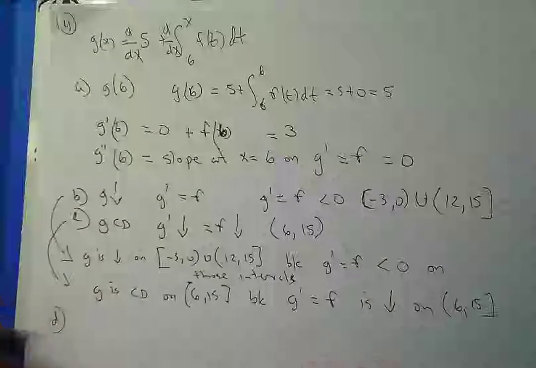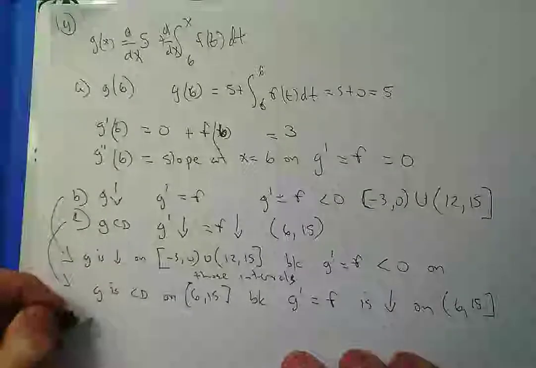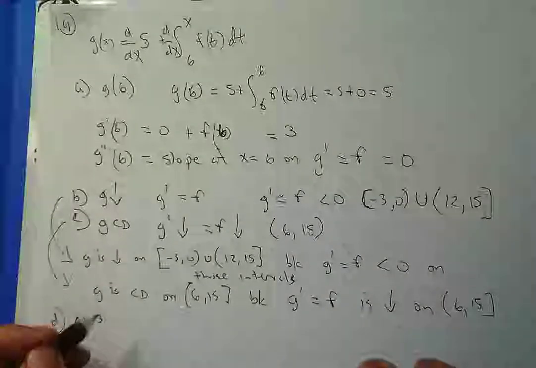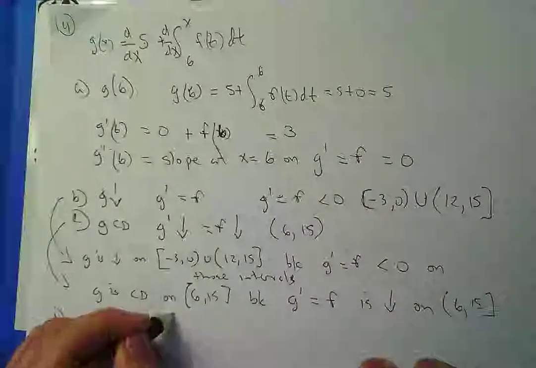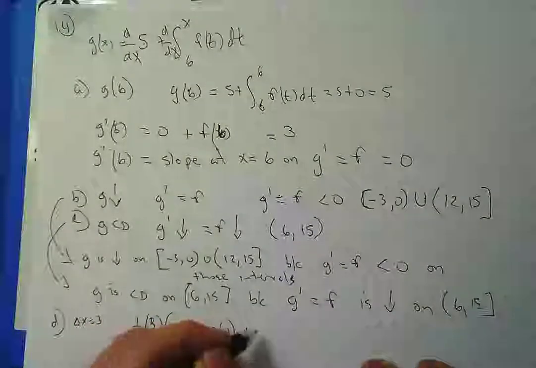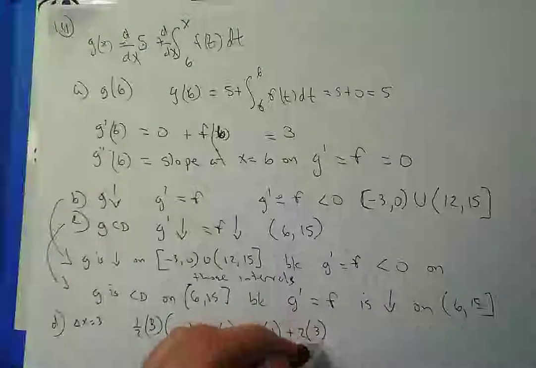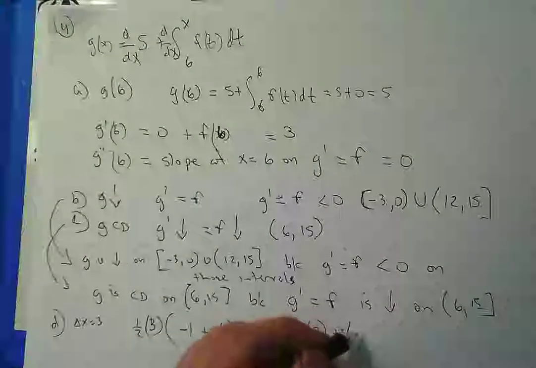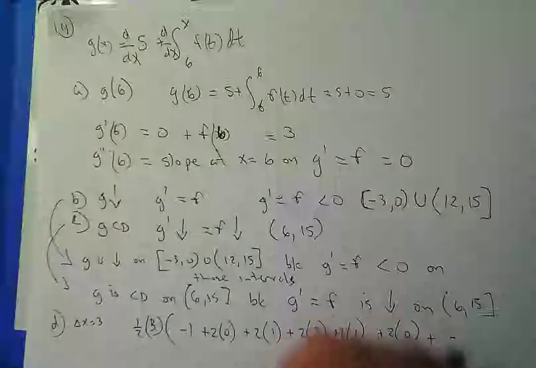And what about D? Trapezoid approximation for the integral from negative 3 to 15, using six subintervals as suggested by the graph. Well, here we have a consistent subinterval with delta x equals 3, so we can use the shortcut. And the shortcut, remember, 1 half the subinterval width 3 times 1 of the first height, which is negative 1, plus 2 of the second height, which is 0, plus 2 of the third height, which is 1, plus 2 of the fourth height, which is 3, plus 2 of the fifth height, which is 1, plus 2 of the sixth height, which is 0, plus 1 of the last height, which is negative 1.